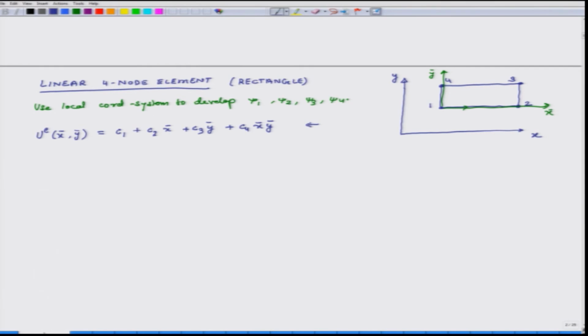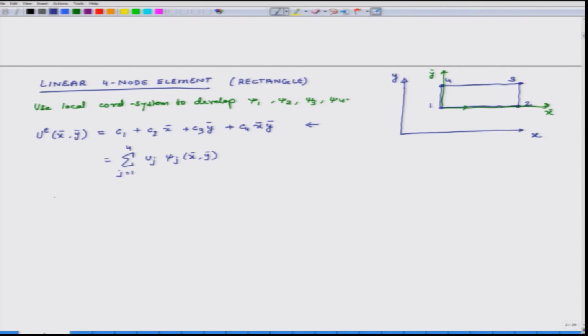So, this is a linear expression, and like in case of a triangular element, I can also express u as a function of uj's, which are the field variable at specific nodes times approximation functions which depend on x bar and y bar, and my index of summation will be 1 to 4 in this case.